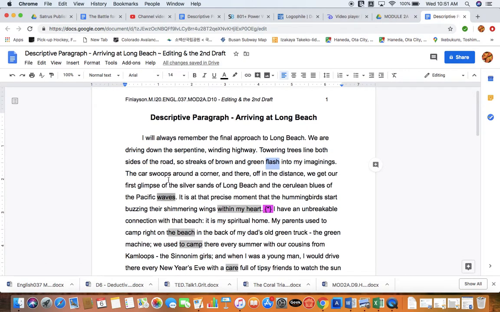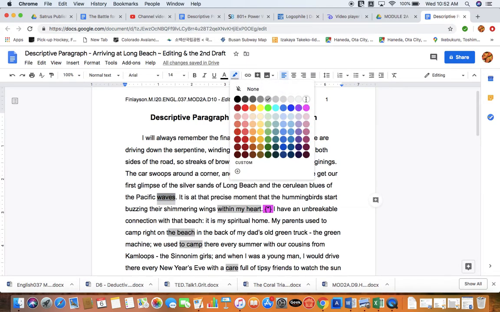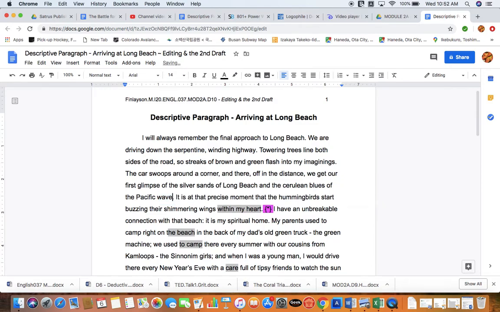Let's move on. The car swoops around the corner, and there, off in the distance, we get our first glimpse of the silver sands of Long Beach and the cerulean blues of the Pacific waves. Now, I don't like the use of waves here. I think I can come up with a more powerful word, and I'm just going to go straight to the source. I'm going to change it into what we all know it really should be, which is ocean, right? Good. So that's just a word choice issue, and I've corrected that.